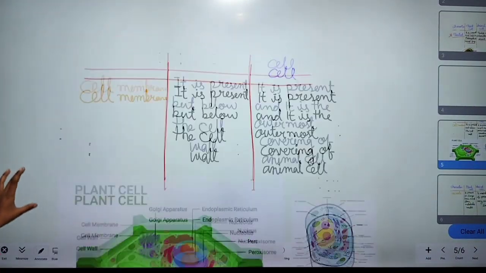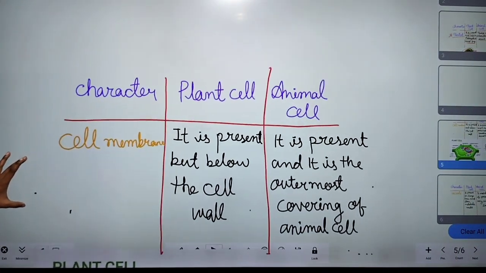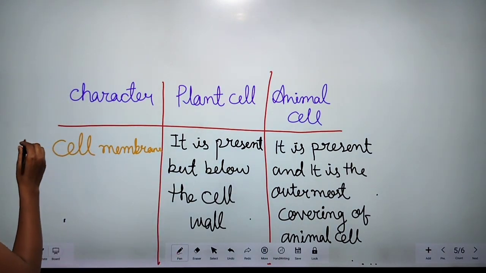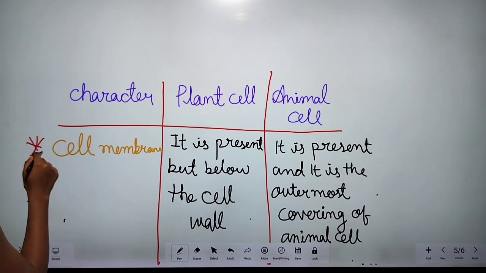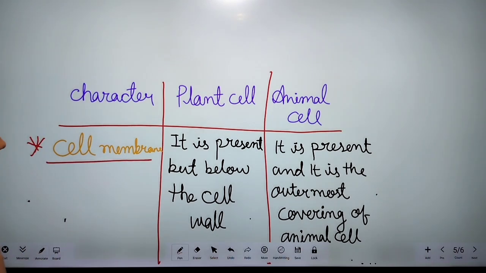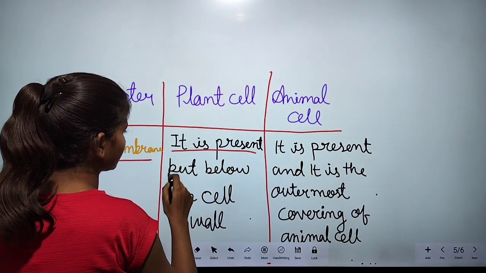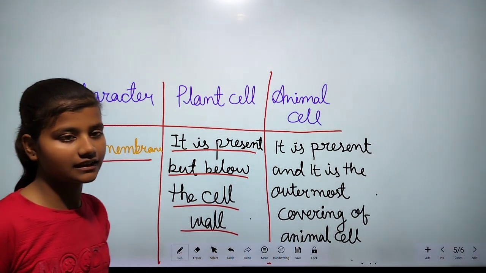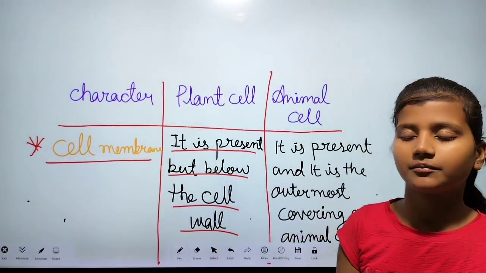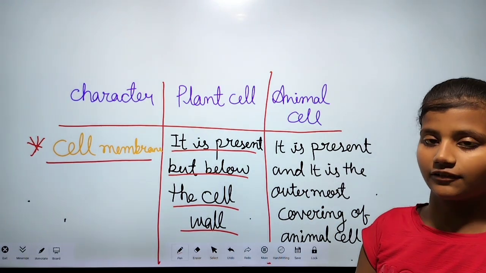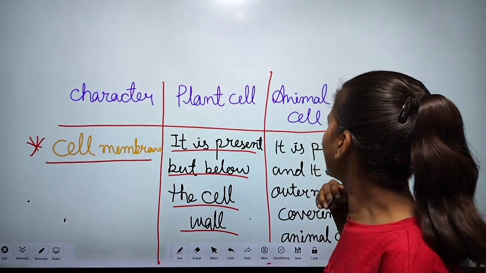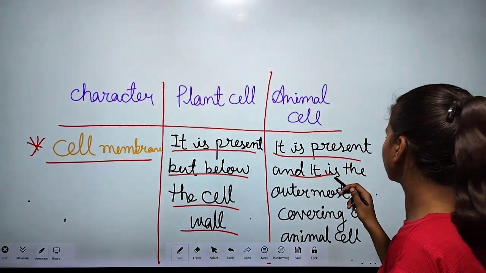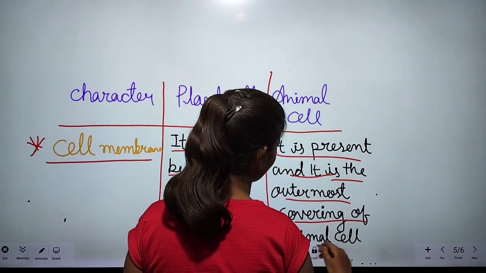So our next character is cell membrane. Cell membrane. In plant cell, it is present but below the cell wall. It means in plant cell, cell membrane is present but below the cell wall. Okay, and in animal cell, it is present, and it is the outermost covering of animal cell.